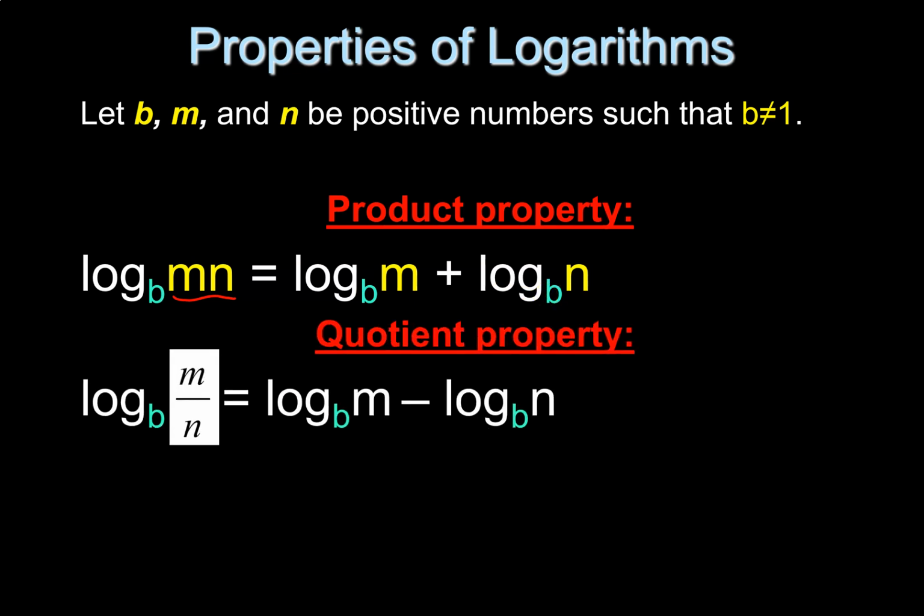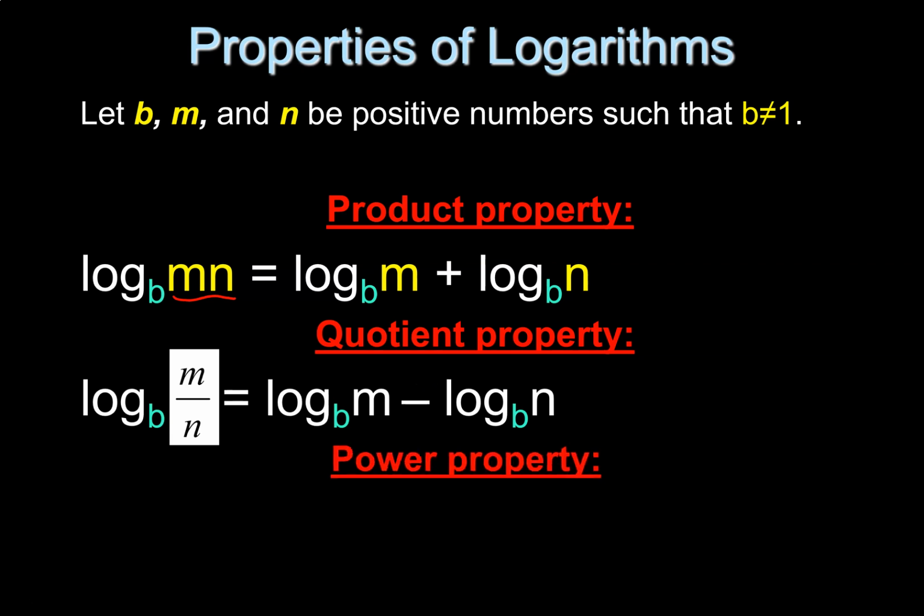Quotient property. When I say quotient, division should come into mind. That's why you see division, m divided by n. So this is read as log base b of m over n is equal to log base b of m minus log base b of n. So now when we expand this log base b of m divided by n, notice that again we take the same base with us, and now instead of division, you're going to have subtraction. Okay, that's for quotient.